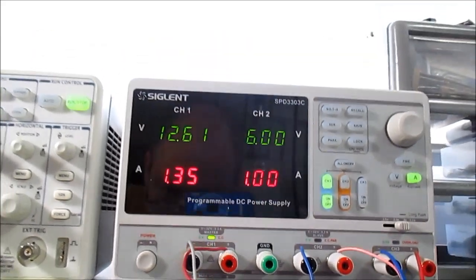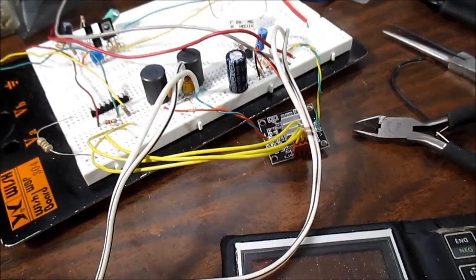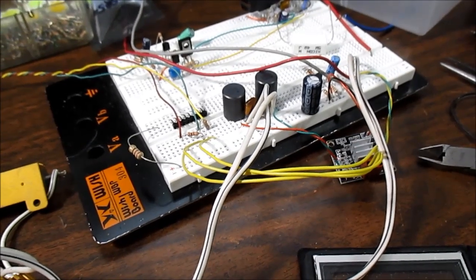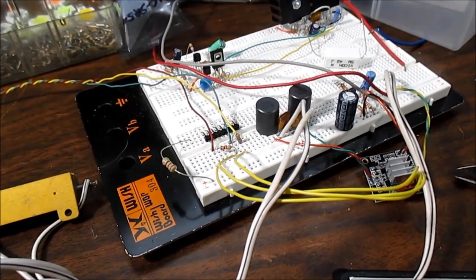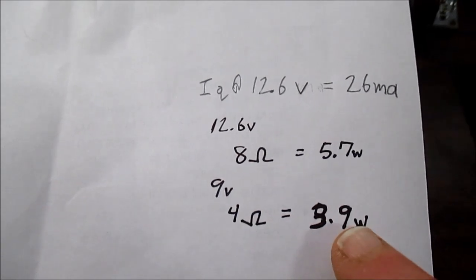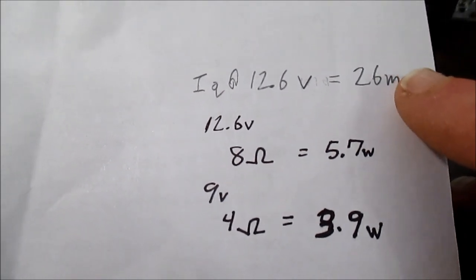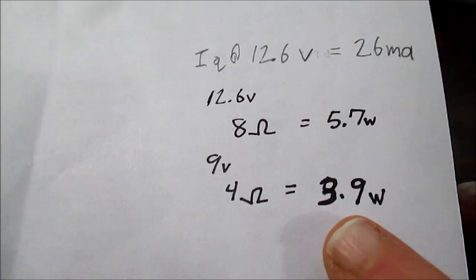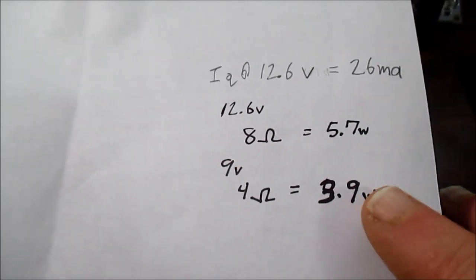Okay, well, I did touch this thing and it is very hot. You really can't use this with 4 ohm loads at 12.6 volts. You can probably get away with it at 9 volts. So I'll try 9 volts, maybe 10 volts, and we'll see the output power with 4 ohm loads. And at 9 volts, 4 ohm loads, we got 3.9 watts, just shy of 4. So to wrap it up, 26 milliamps quiescent current, 5.7 watts, 12.6 volts supply with 8 ohm loads, and again, about 4 watts, 9 volts with 4 ohm loads, both channels driven. Of course, that's clean power before clipping.